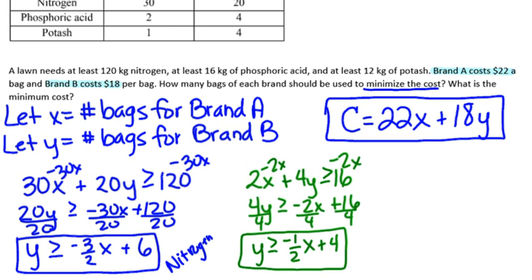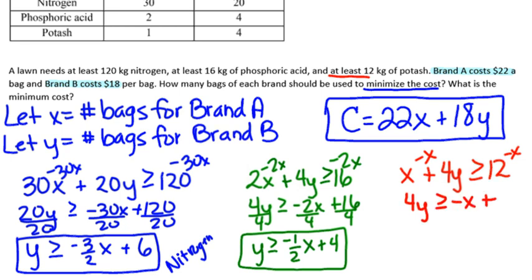And the last one for potash. We have 1 kilogram of potash in brand A. We have 4 kilograms of potash in brand B. And we need at least 12, so greater than or equal to 12. Isolating Y. Y is greater than or equal to negative 1 over 4x plus 3.